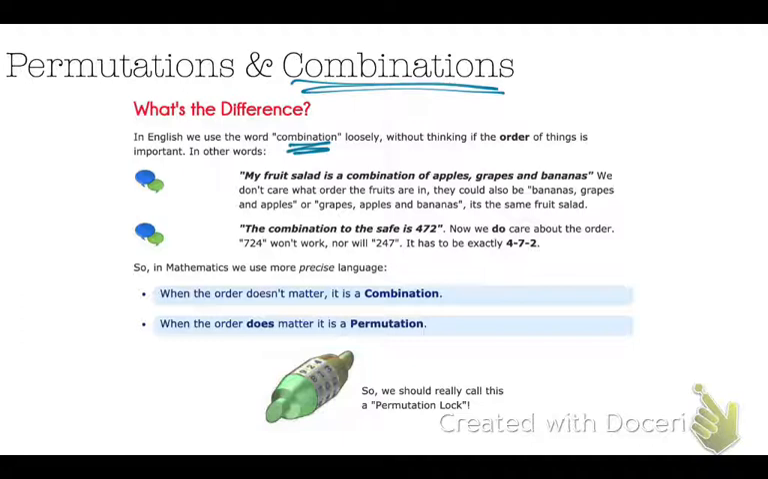But think about a combination. We put locks on the gates to my backyard, and so I have combinations to those. So if the combination to the safe is 472, well, I do care about that order, because if you put in 724, that won't work, and neither will 247.